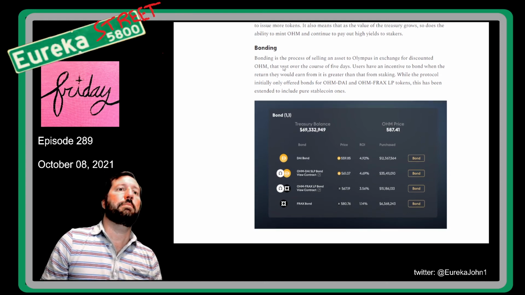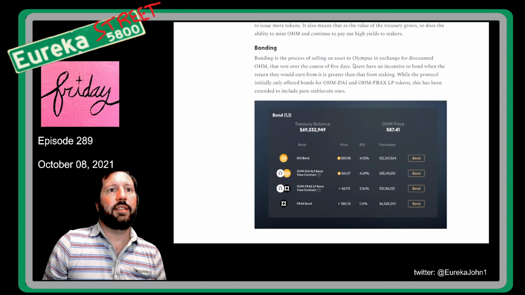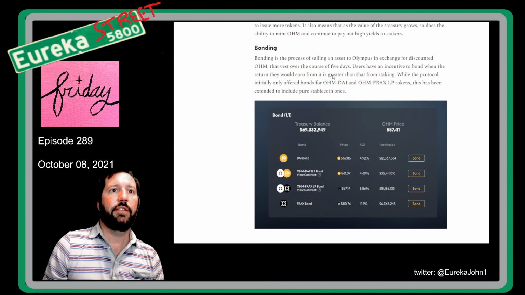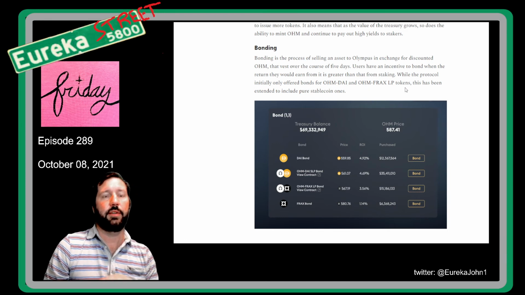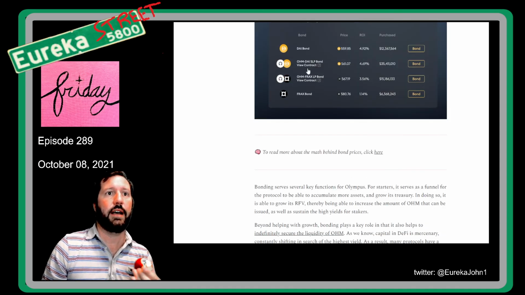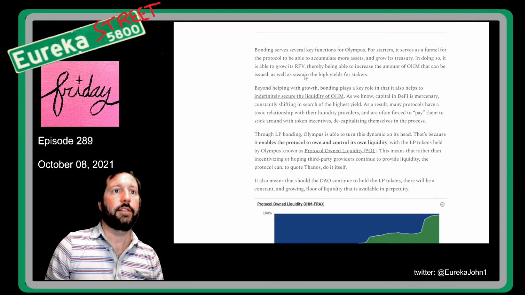And then we go to bonding. Bonding is the process of selling an asset to Olympus in exchange for discounted Ohm that vests over the course of 5 days. Users have an incentive to bond when the return they would earn from it is greater than that from staking. While the protocol initially offered bonds for Ohm DAI and Ohm Frax liquidity pool tokens on SushiSwap, this has been extended to include pure stablecoin ones as well. So look at this. You can bond your DAI, you can bond your liquidity pool tokens, and you can bond your pure Frax.